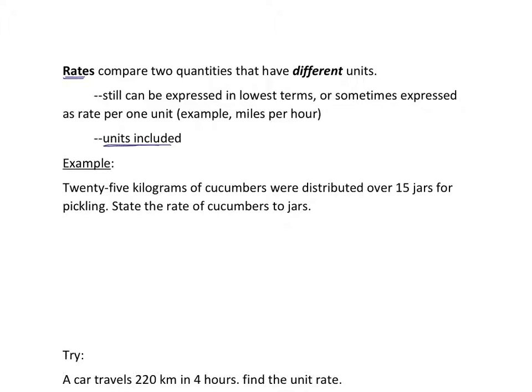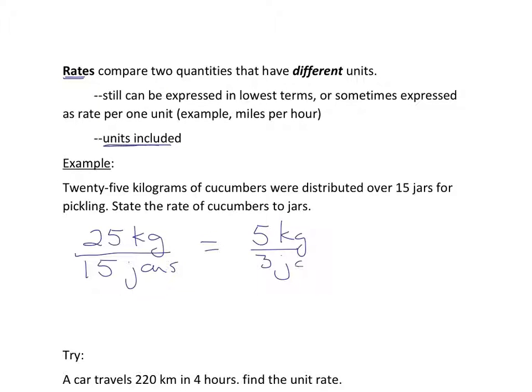And if we look at this first example, we could see that if I have 25 kilograms of cucumbers that are distributed over 15 jars for pickling, we want to state the rate of cucumbers to jars. So to do that, we could write it out as 25 kilograms per 15 jars. Okay, so I've included the units. And now we could reduce it. We could say that's the same as 5 kilograms per 3 jars.